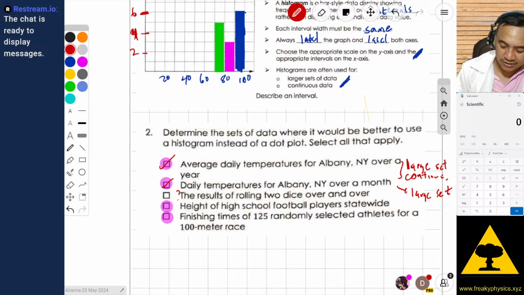Statewide, this is again a large set, so a dot plot. And then 125, again arguably a lot, so it could be a large set. Possible.